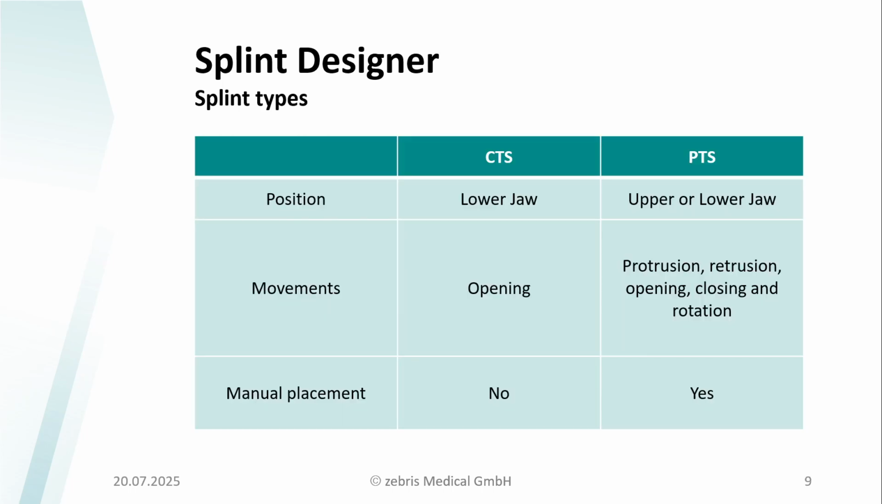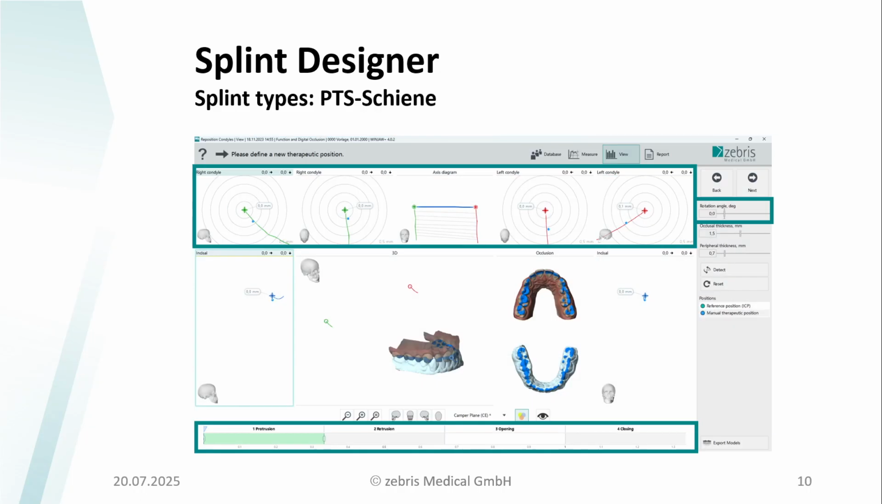On the PTS splint, you have more possibilities. You have the possibility to position your splint in the upper or lower jaw. You can place your lower jaw based not only on the opening movement, but also on the protrusion, retrusion, opening, closing, and rotation movement. And you can manually place your condyles.